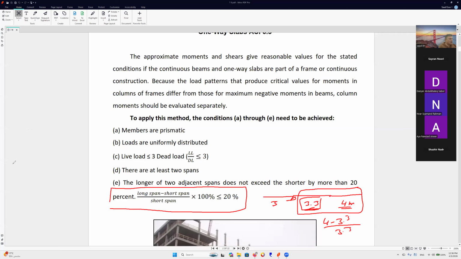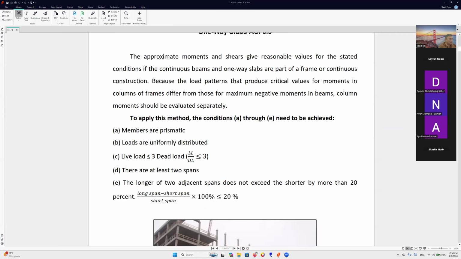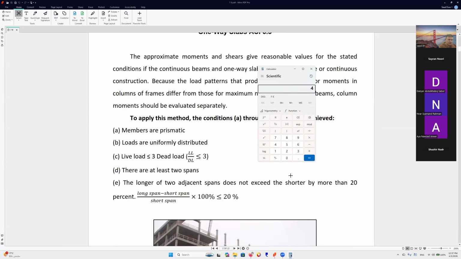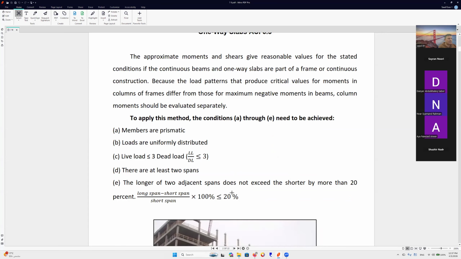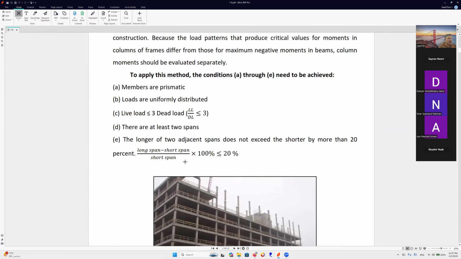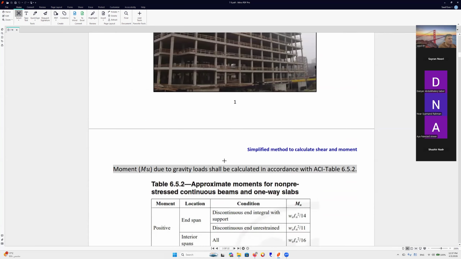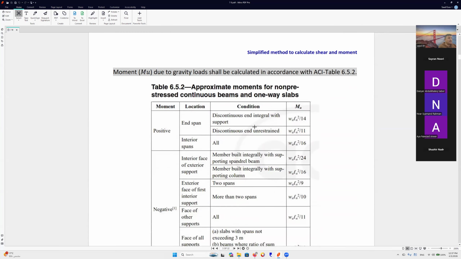Okay, so what's the value now? Go to 4 minus 3.3, divided by 3.3, times 100. So it is 21%. It is not allowed. Okay, so we should apply this for the adjacent two spans. It should be smaller than the difference of 20%. Okay, so this is the table in the ACI.